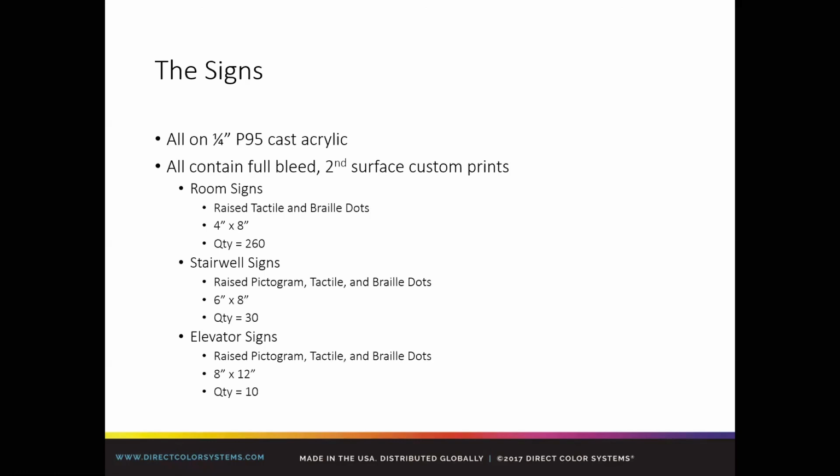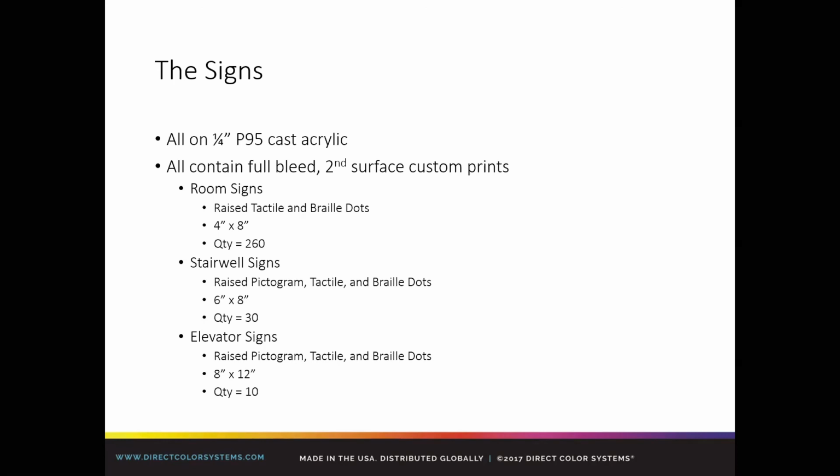All on P95 acrylic, the same type of material that we printed on yesterday, and the same type of material as that Lodge sample I just showed you. It's very common in terms of material used in the sign world. Overall, there are 300 signs, and you see the breakdown there. There are 3 different sizes: room signs, stairwell signs, and elevator signs, all with some level of raised elements on the front, whether it's the room number, the stairwell pictogram, or the elevator pictogram.